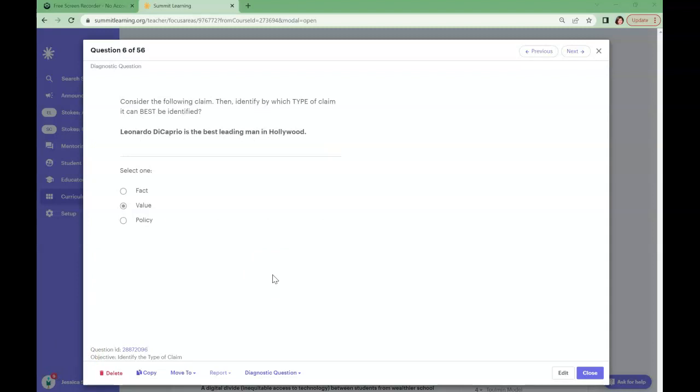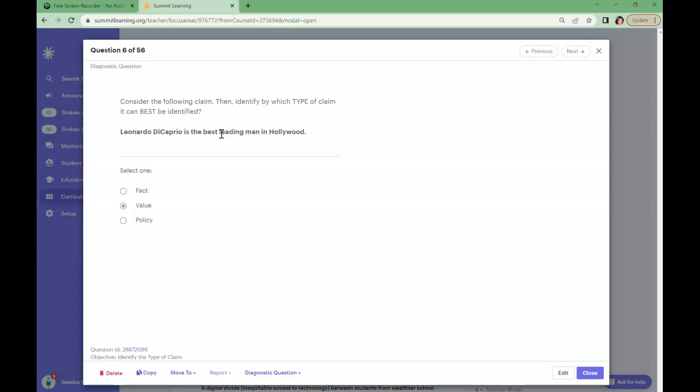All right, so here is our second example, and it reads, Leonardo DiCaprio is the best leading man in Hollywood. I know some of you students out there are going to particularly like this one. So let's consider what it is. Again, this is a value statement because it says best leading man in Hollywood. It's passing value upon Leonardo DiCaprio. Now, if this was a policy statement, it would say something along the lines of Leonardo DiCaprio's foundation should do this, this, and this in order to save the environment.